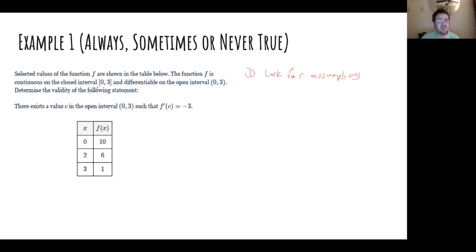And we can see here that this is pretty nice and well behaved. So we have the continuous interval and the open interval. So it's continuous and differentiable. Now, if it's not continuous and differentiable, this is not to say that it will never be true, but we just cannot guarantee that it's always going to be true. Okay, so our assumptions of continuous and differentiable are good.